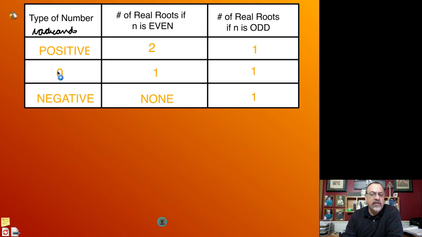If the radicand is 0, then an even root will produce just one answer. The square root of 0 is 0. And an odd index, or odd root, will also produce just one answer. Cube root of 0 is 0.